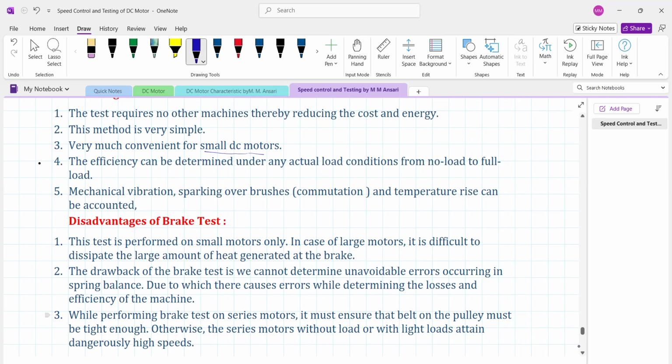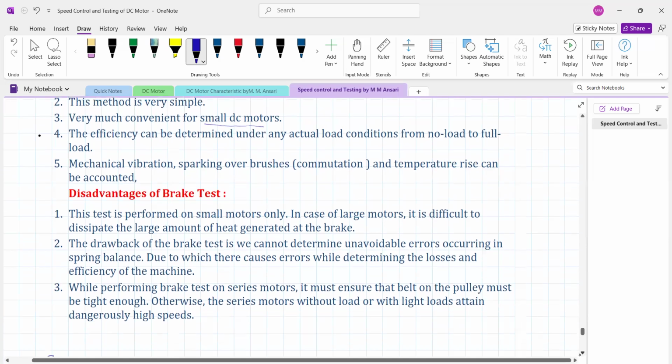While performing the brake test on a series motor, at no load condition the speed of the DC series motor continuously increases. So we have to take the precaution that if you conduct the practical on a DC series motor, it is necessary to put some load on it and then start the DC series motor. So this is the disadvantage of this method.